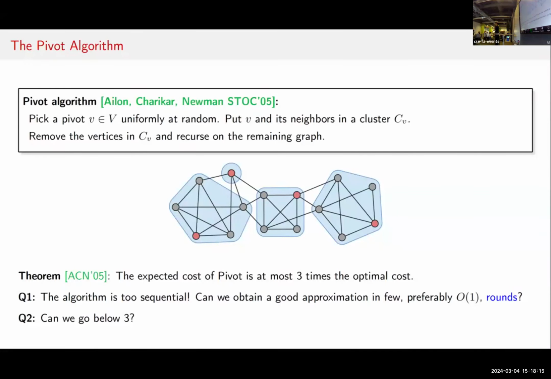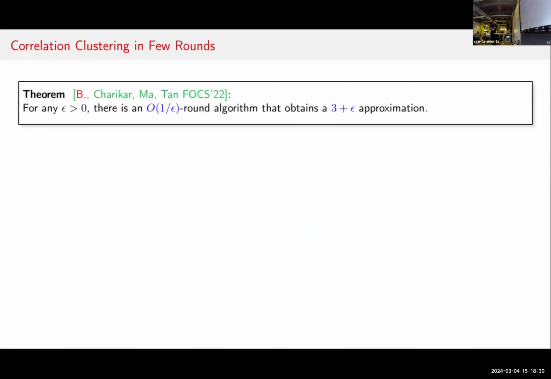This is a problem that Alma will talk about tomorrow. So today I only talk about round complexity of pivot, and can we improve it any further? Okay, so this is the result that I talked about today with Moses, Anna, and Weiyun.